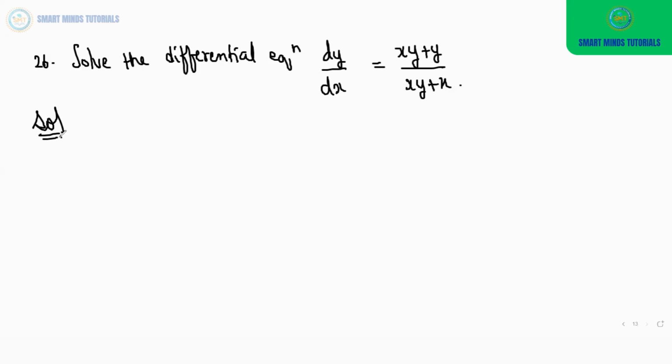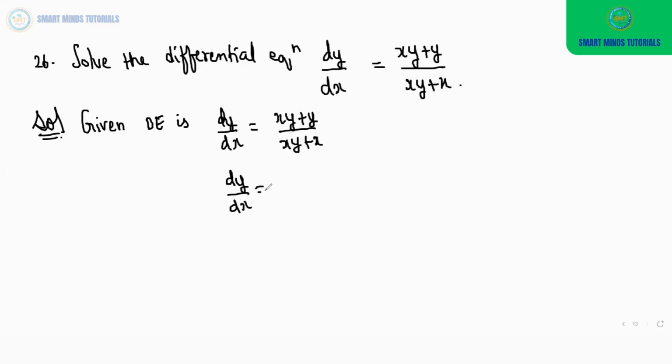This is an easy method which we are going to follow here. Listen to me carefully. First, I will write the given differential equation. Given differential equation is dy by dx is equal to (xy plus y) by (xy plus x). Now dy by dx is equal to, I will take y common, I will get y times (x plus 1). And here I will take x common, I will get x times (y plus 1).